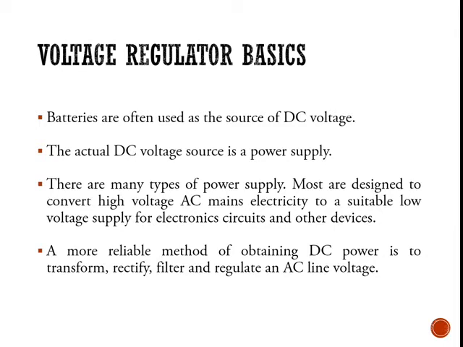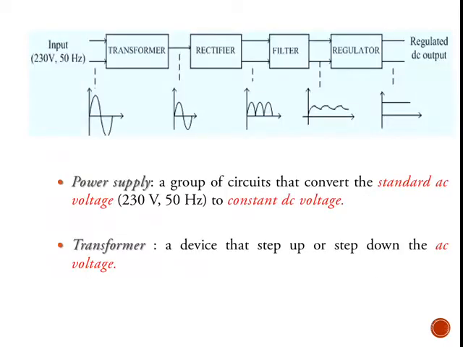So, if we look into this diagram, we have DC obtained from AC. Initially the input, which is 230 volt 50 Hertz, is given to a transformer. This transformer, either a step up or step down, usually a step down transformer, takes the input 230 volt to a lesser value, which is given to the rectifier, which produces a pulsating DC.